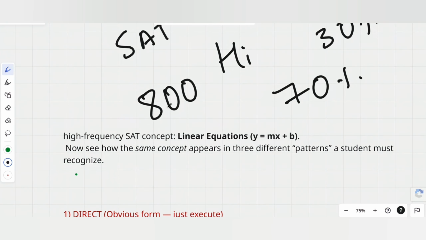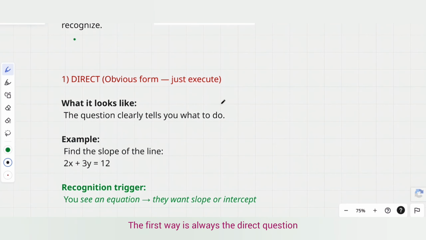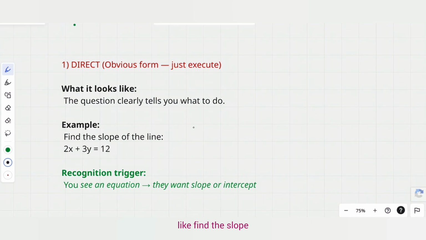The first thing, I'm going to take the high frequency SAT concept, which is linear equation. So a linear equation looks something like this. Now we're going to understand how to recognize the pattern in the concept so that you don't need to panic in the actual exam. The first way is always the direct question. They're going to ask you the obvious thing, like find the slope, find the intercept, as simple as it is.